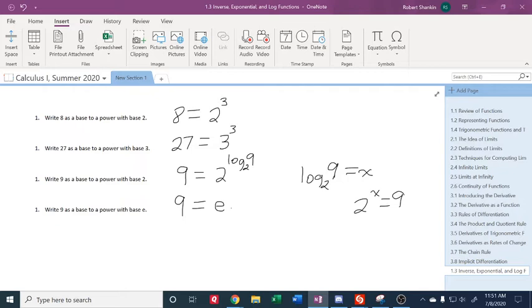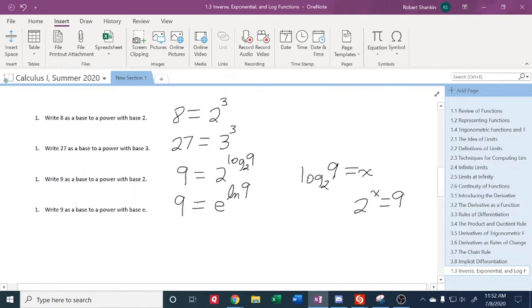What about 9 equals e to the ln 9? That is correct. ln means log base e, and so that's the shortcut notation for log base e. E and ln would kill each other off, and we would wind up getting this.